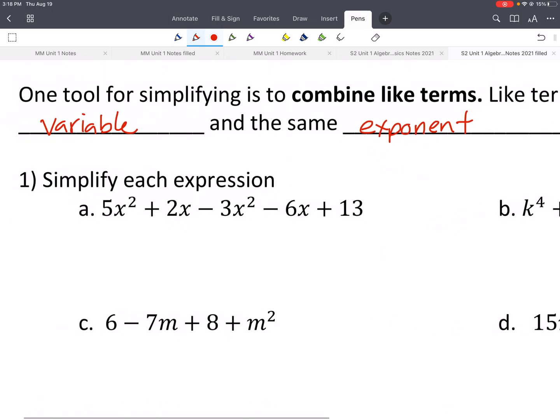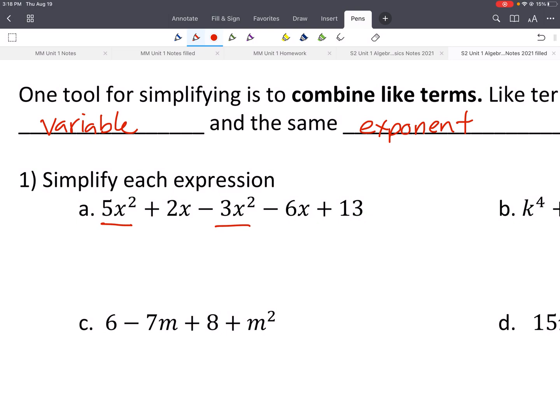So let's start here. I would always look for your highest exponent. So here we have our 2's, and here's another 2. So they have the same variable. They both have x's, and they have the same exponent of 2, their degree of 2.